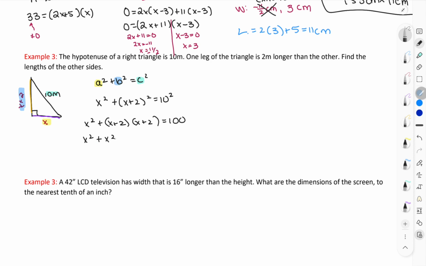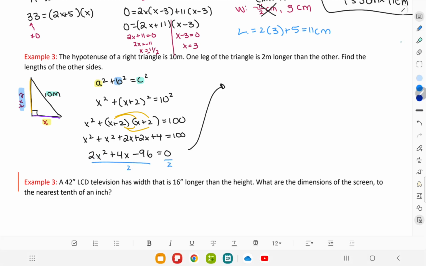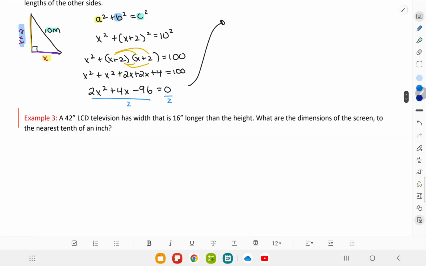So this is going to give me x squared plus 2x plus another 2x plus 4. Again, that's just my full binomial expansion. Equals 100. Last but not least, I'm going to group all my like terms and bring everything over to one side. I'm going to call this 2x squared plus 4x minus 96. And now it's equal to 0. So let's bring it up over here. I can factor a 2 out. I can also divide everything by 2 because I have it equal to 0 here, right? Whoops.